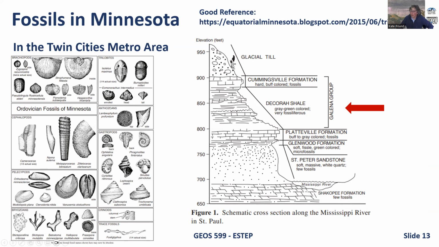And the image on the left here is a summary of the Ordovician fossils found in Minnesota. So the Decorah is Ordovician in age. And you will be likely to see brachiopods. You are very unlikely to find a whole trilobite. What you are most likely to find is just a trilobite spine or a bit of a tail. Finding an enrolled trilobite would be a major coup.